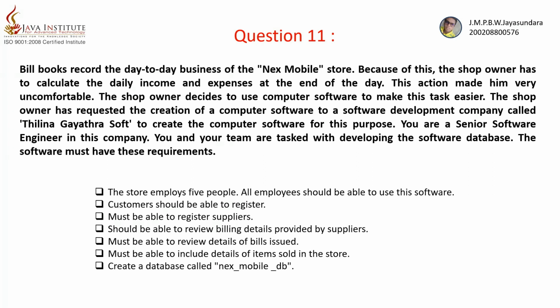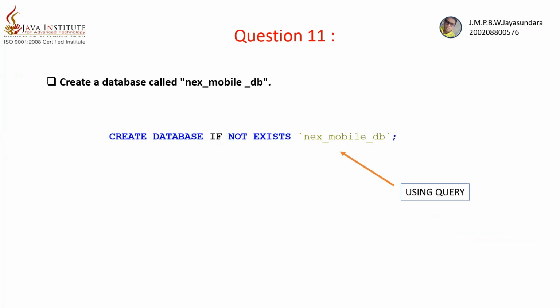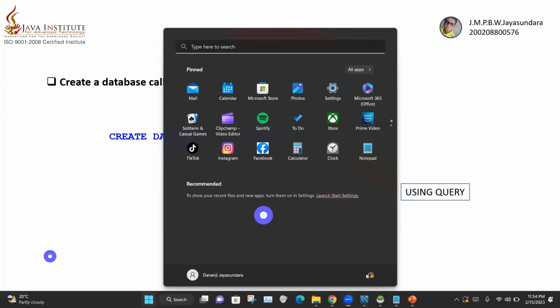So let's go and create the NextMobileDB database. We can do this using a query as well as using a manual method. When we create this using a query, we can write the query as create database if not exists, and we have given its name as NextMobileDB. So let's go and create this.